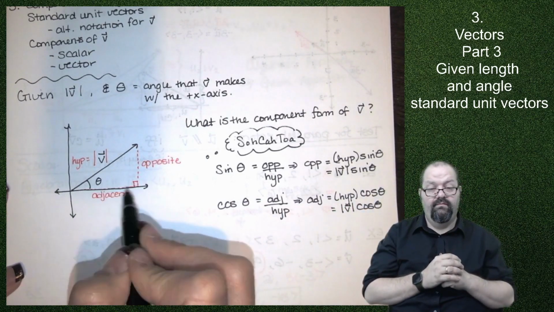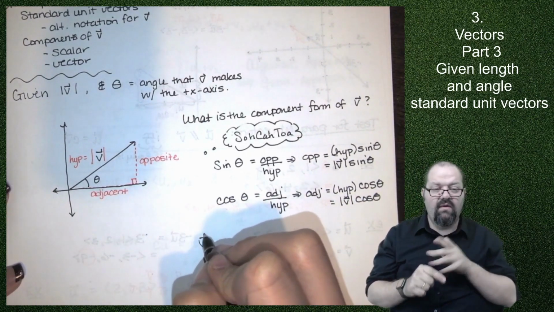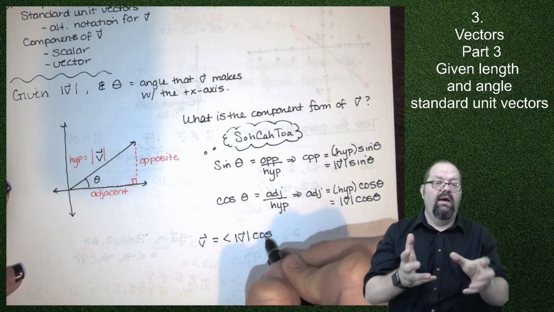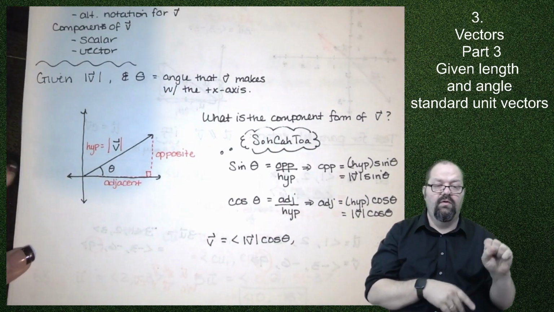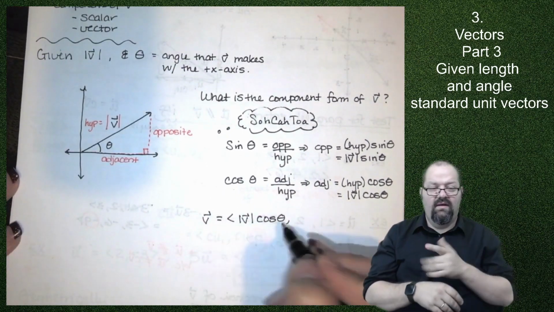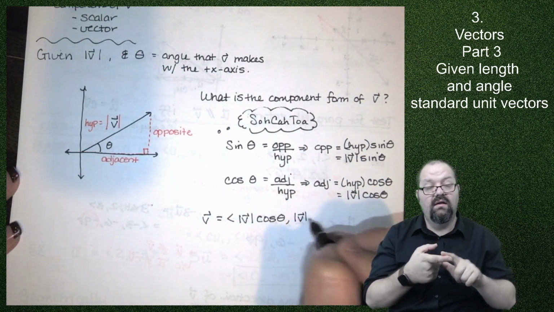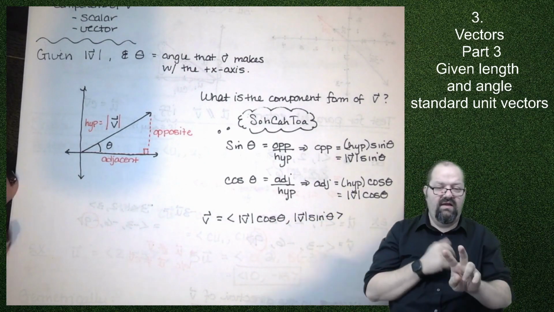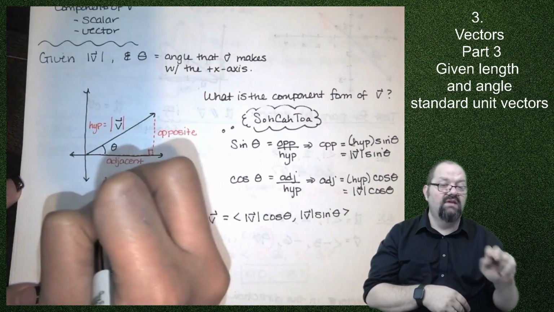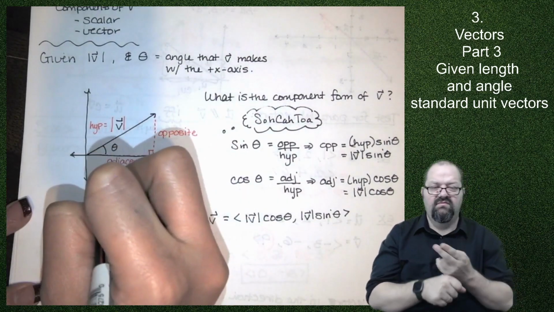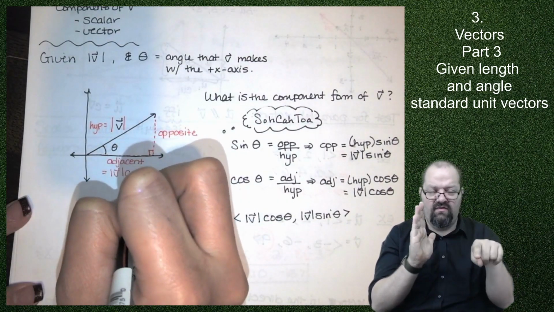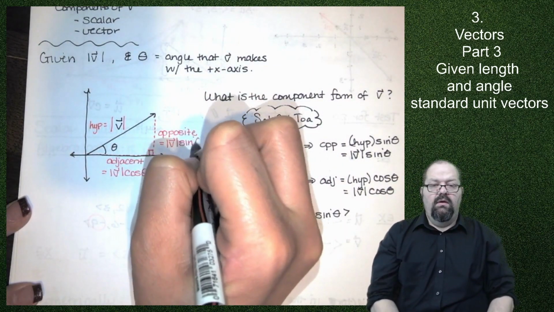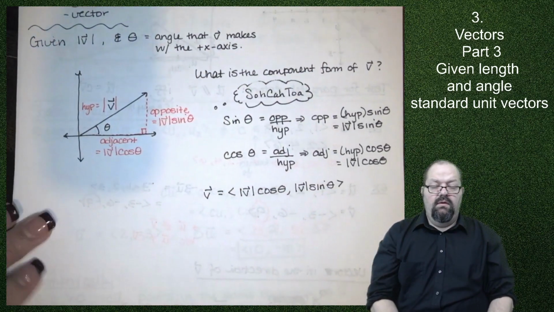The adjacent side is the x component. So v's x component is the magnitude of v times cosine of theta. And v's y component is the magnitude of v times sine of theta. Just using some right triangle trig. That's one way of doing it.